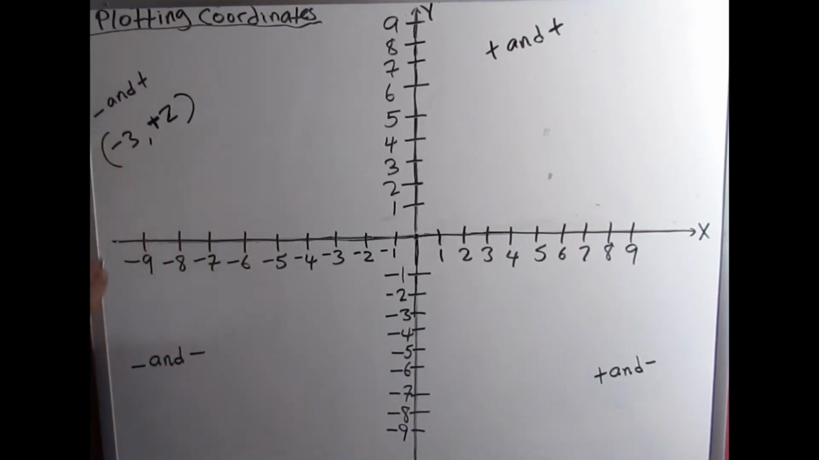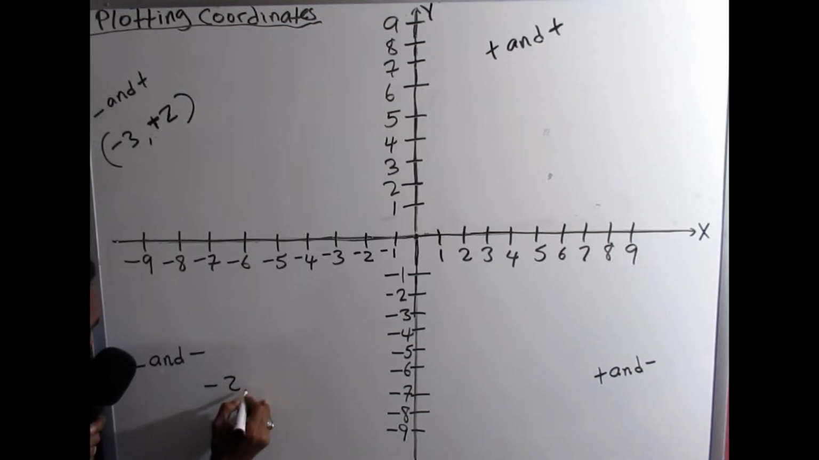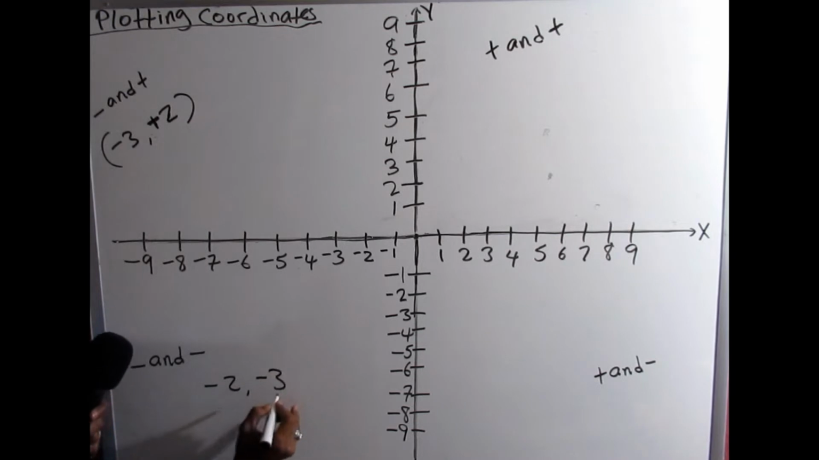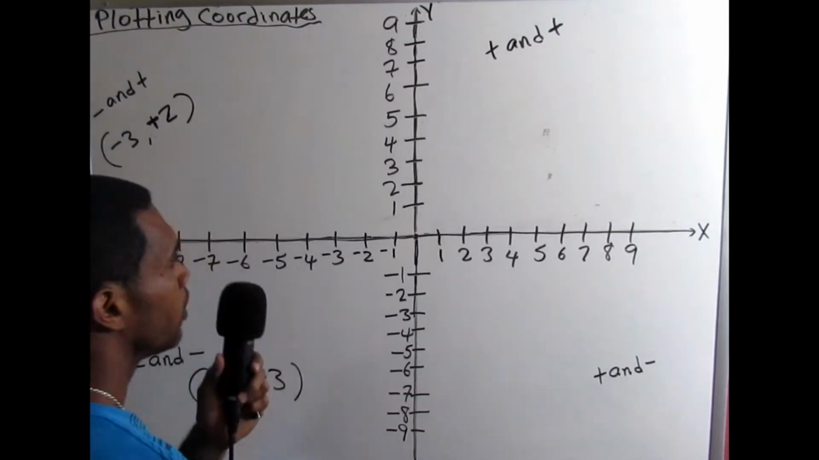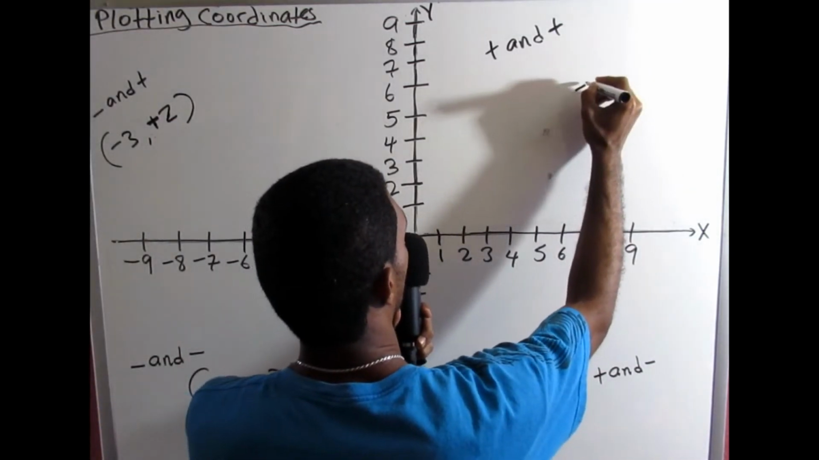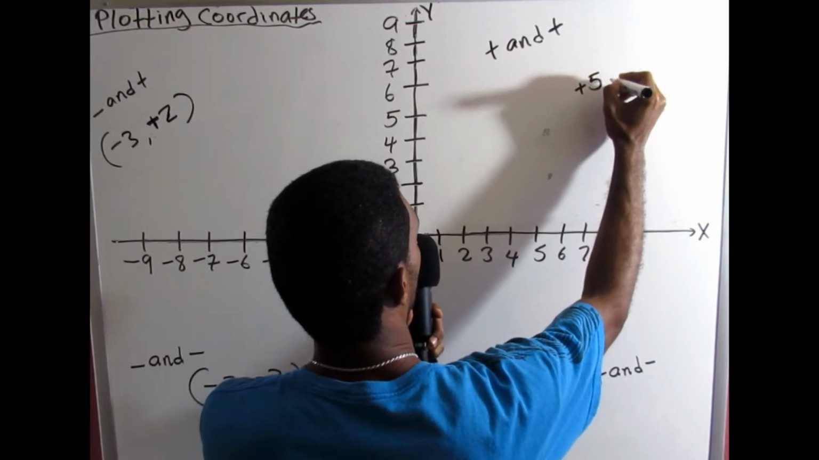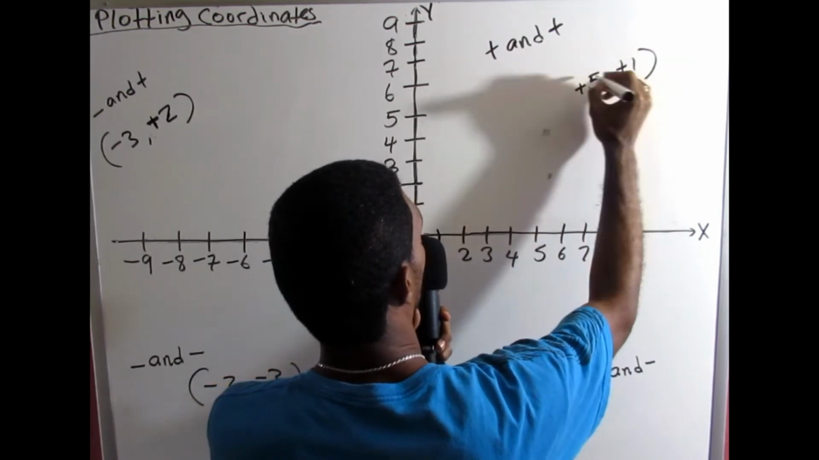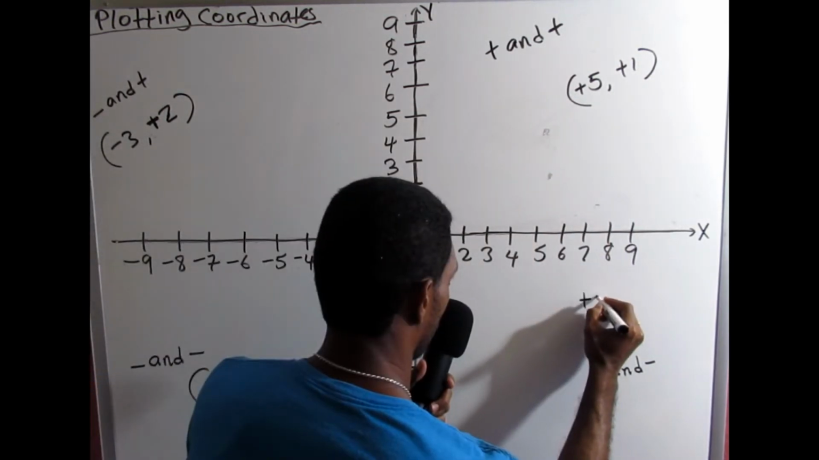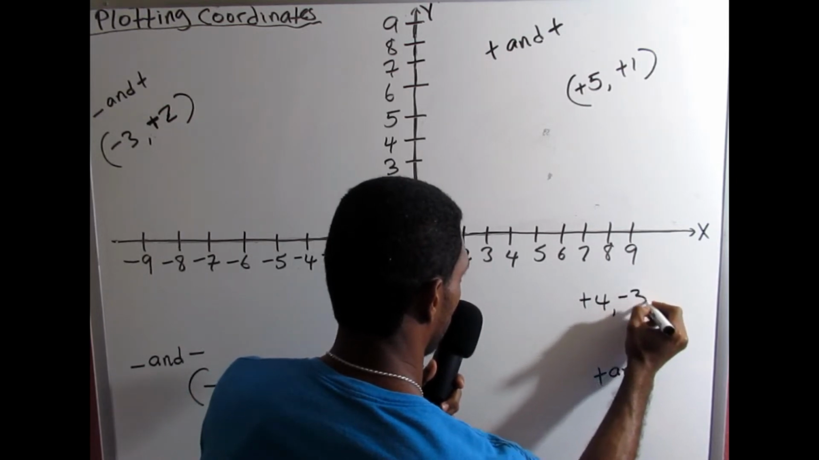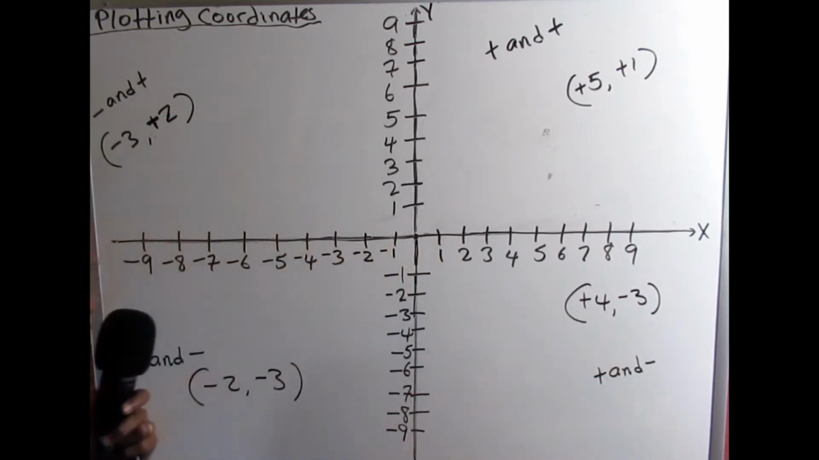Let's say you have negative 3, positive 2, you're going to plot it in this area. Let's say you have negative 2, negative 3, you're going to plot negative and negative in this area. Okay, let's say you're going to plot positive 5, positive 1, you're going to plot it in this area. And let's say you're going to plot a positive and a negative, positive 4, negative 3, you're going to plot it in this area. Okay, so those are some general rules when it comes to plotting coordinates.